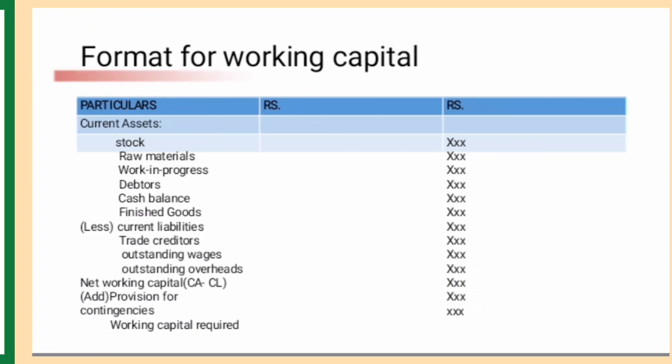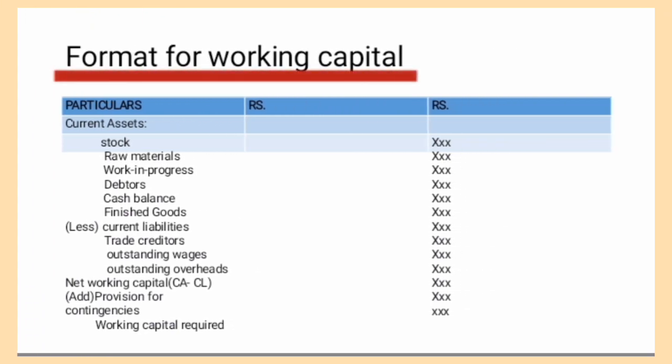This is the format for calculating the working capital requirements. Here we have to apply the net concept method. Net working capital is equal to current assets minus current liabilities. Current assets are all the items: stock, raw materials, work in progress, debtors, cash balance, and finished goods. Current liabilities: trade creditors, outstanding wages, outstanding overheads. Then you will get the net working capital. In the problem, if they have given any contingency, like a percentage such as 10 or 20 percent, then that also we have to add. Then the answer will be the working capital requirements.